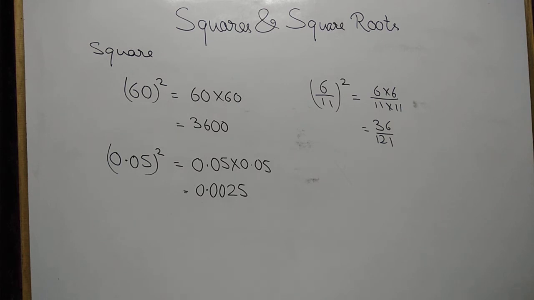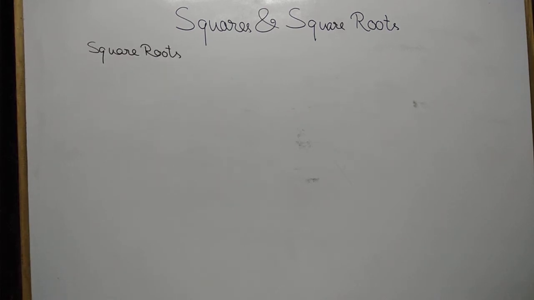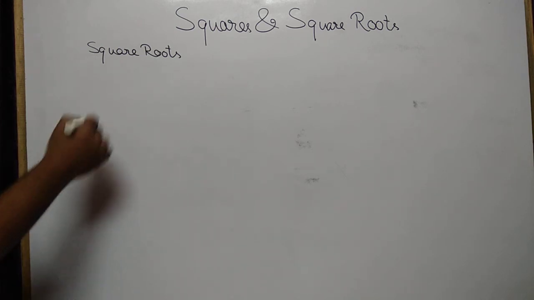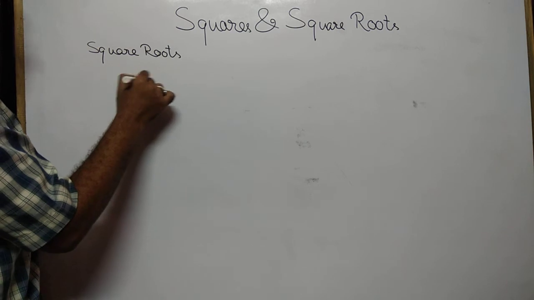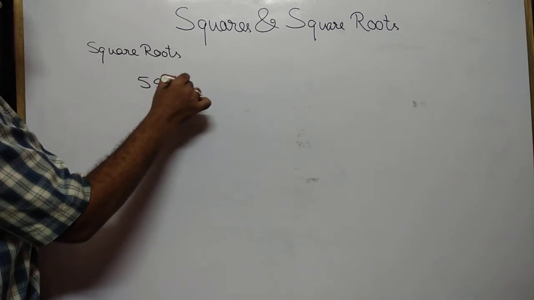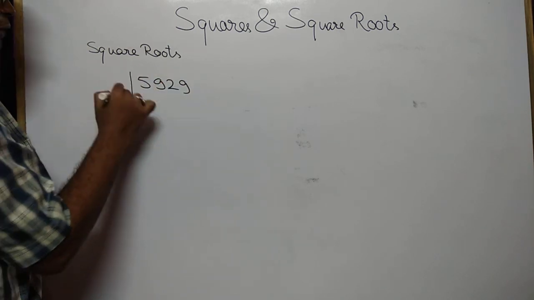Move to the next type of question. The next type of question says, find the square roots of the given number. Here I am choosing two numbers and we'll try to find out the square root. The first number is 5929. We are going to find out its square root.